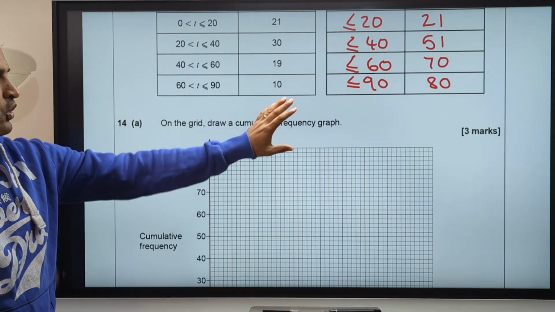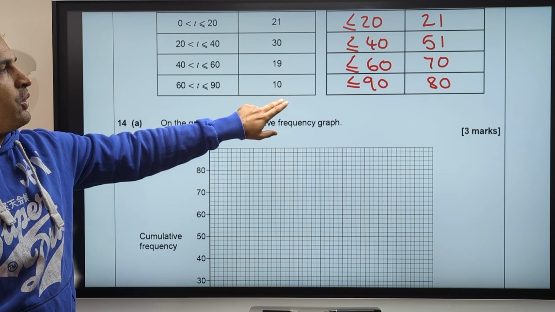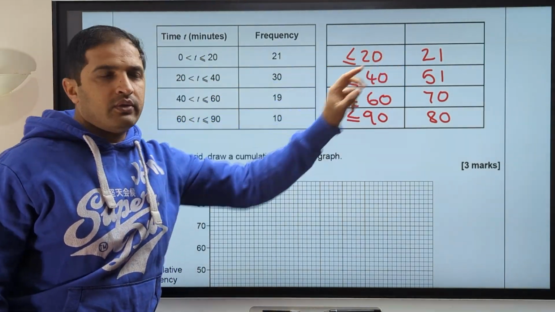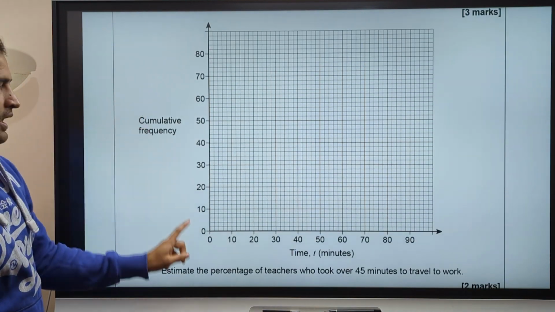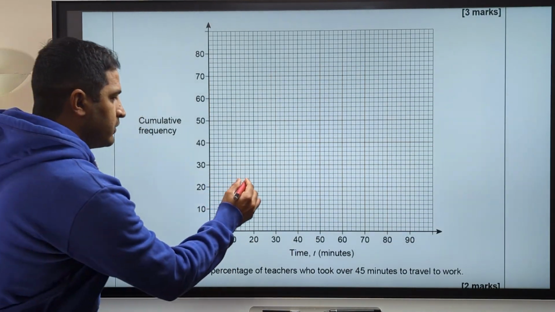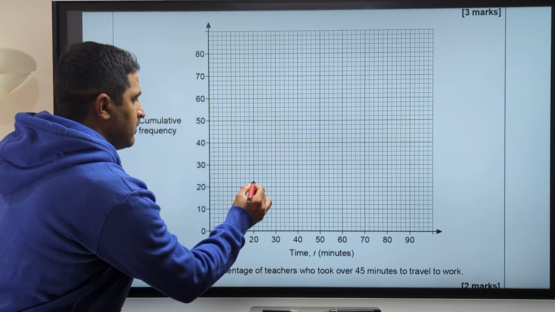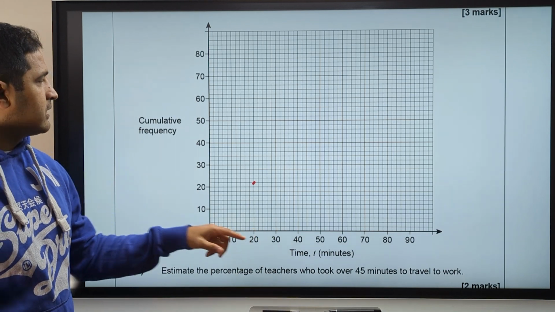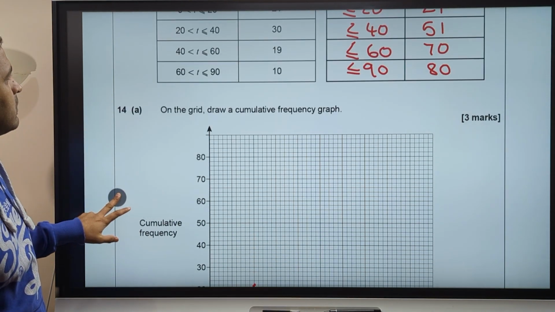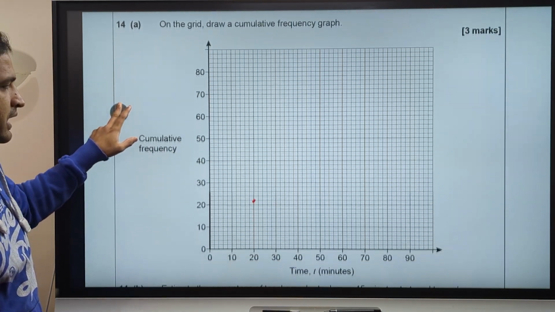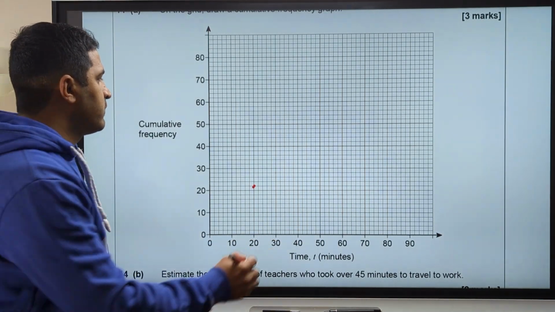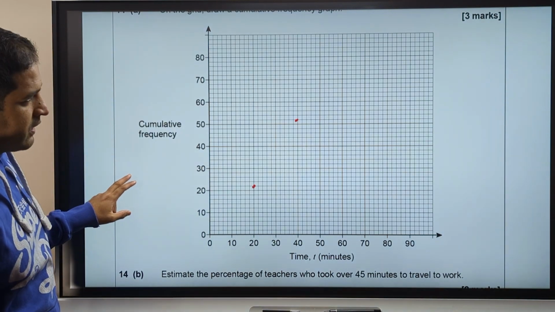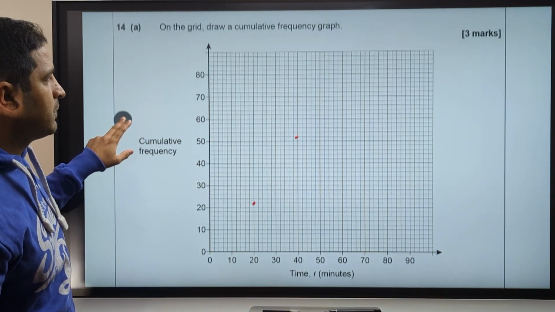Now we need to show that on here. So we always compare it with the upper bound. That's why we're writing less than 20 is 21. So we're doing the time here, less than 20 is 21. So that's your first point here. And then we need to keep going: less than 40, 60, and 90. So less than 40 was 51. And then less than 60 was 70.